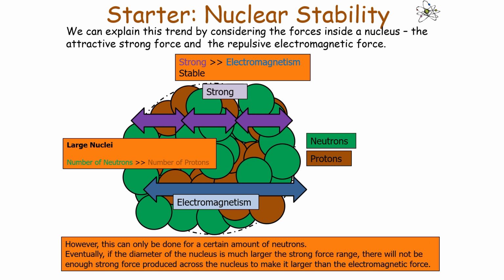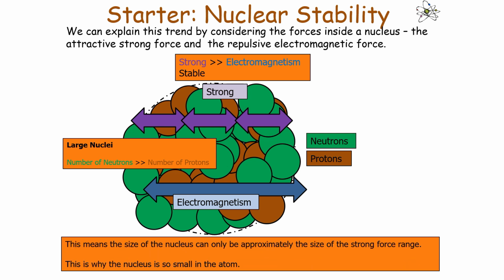But please remember, this can only be done for a certain amount of neutrons. Eventually, if the diameter of the nucleus is much larger than the strong force range, there'll still not be enough strong force produced across the nucleus to make it larger than the electromagnetic force. So this means that the size of the nucleus can only be approximately the size of the strong force interaction range, which is why the nucleus is so small in the atom.